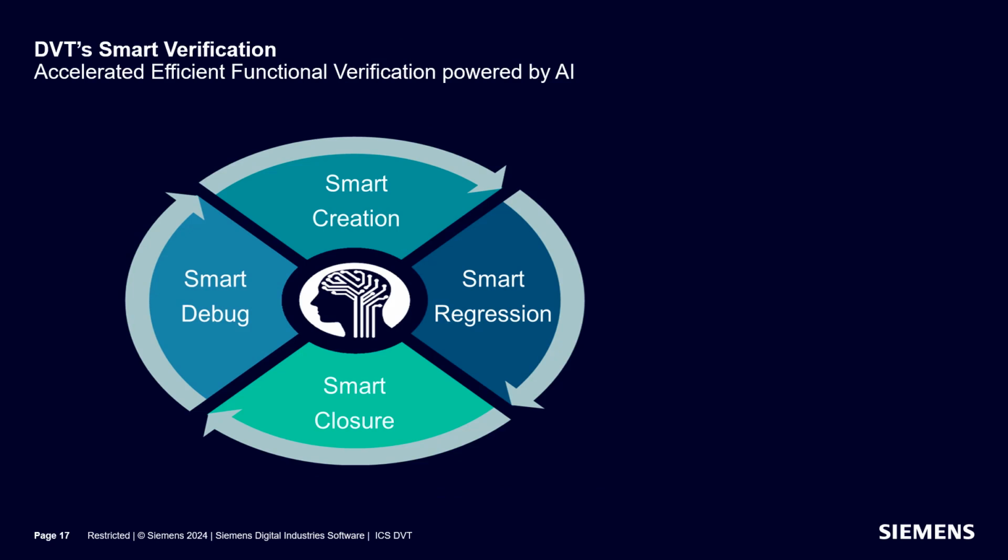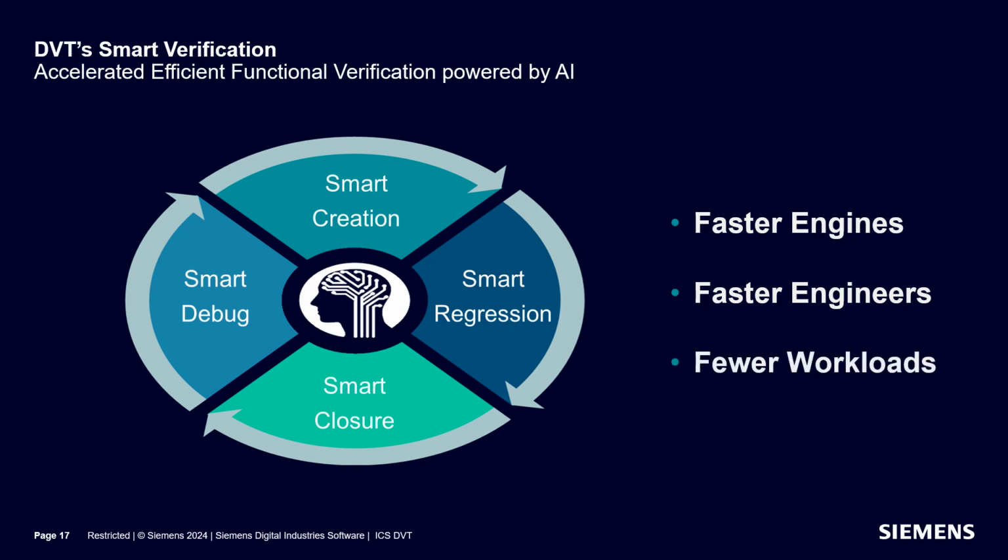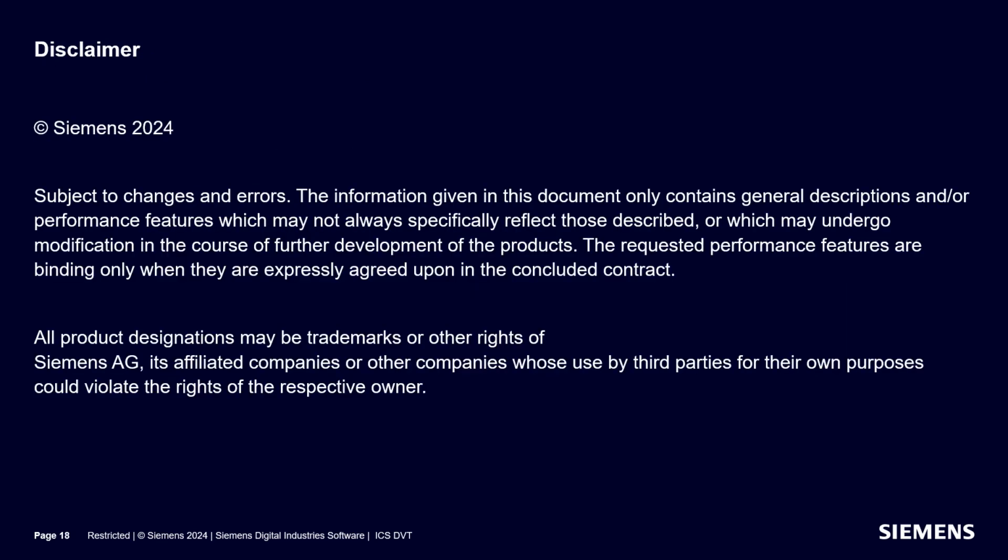Ultimately, we are looking at smart verification as a way to accelerate efficient functional verification with the power of AI. From smart creation, smart regression, smart closure to smart debug. And we see with them, we can help you with faster engines to make your engineers more productive and to reduce the workload. All of them are here powered by AI. So we have shared a lot of examples how AI ML can help with formal and static verification. I hope those examples can give you some inspiration, help you think about how AI ML can help in your daily work.